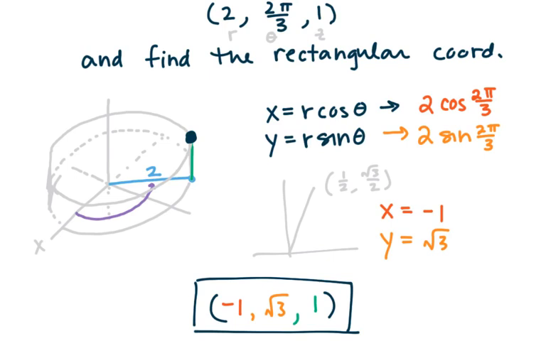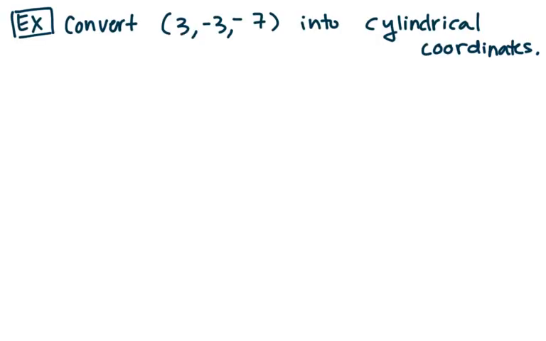Let's just do one more example to make sure we understand going in the opposite direction. In this example, we are going to convert the rectangular ordered triple 3, -3, -7 into cylindrical coordinates. So we are given an x, a y, and a z. We want to remember the other formulas we use to help us convert. One that is helpful is tangent theta equals y over x, opposite over adjacent, and then r squared equals x squared plus y squared.